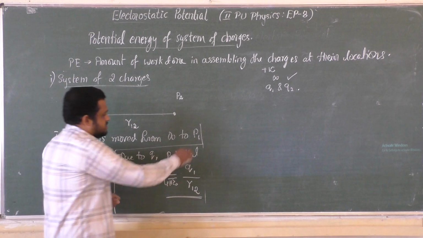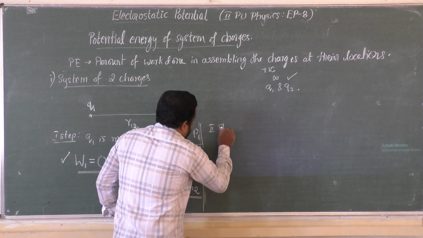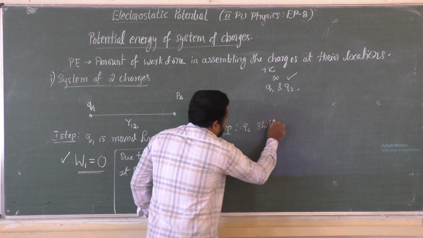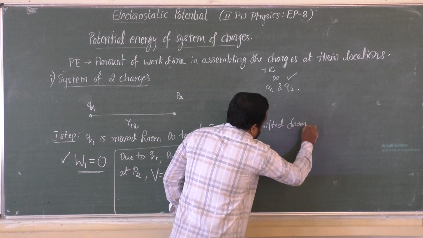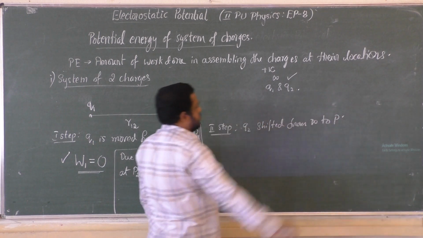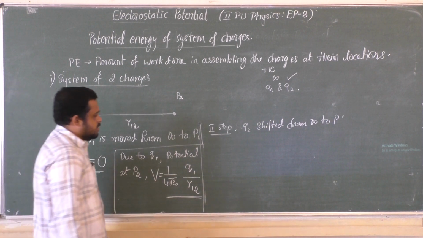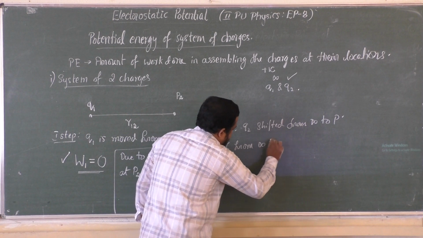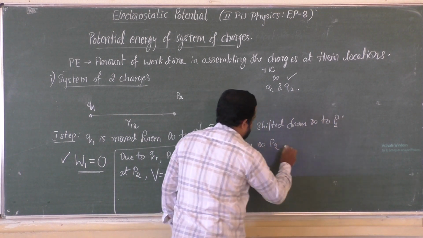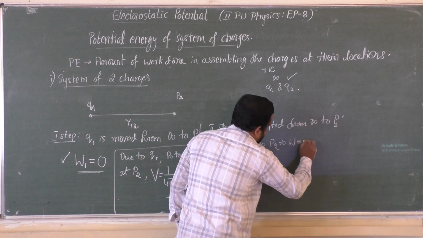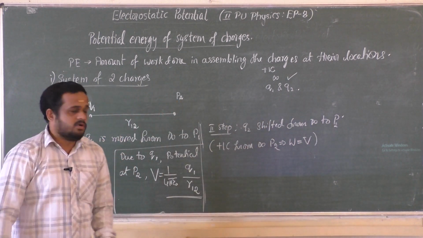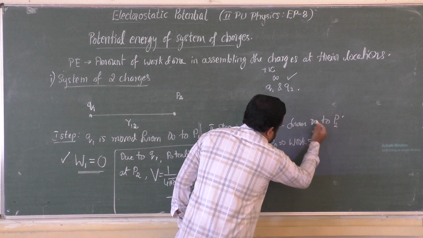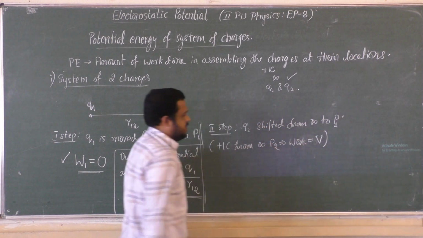Now consider the second step. In the second step, Q2 is shifted from infinity to point P. Now, to shift a unit positive charge from infinity to point P2, the amount of work done is equal to V. Okay, the work required is equal to V.